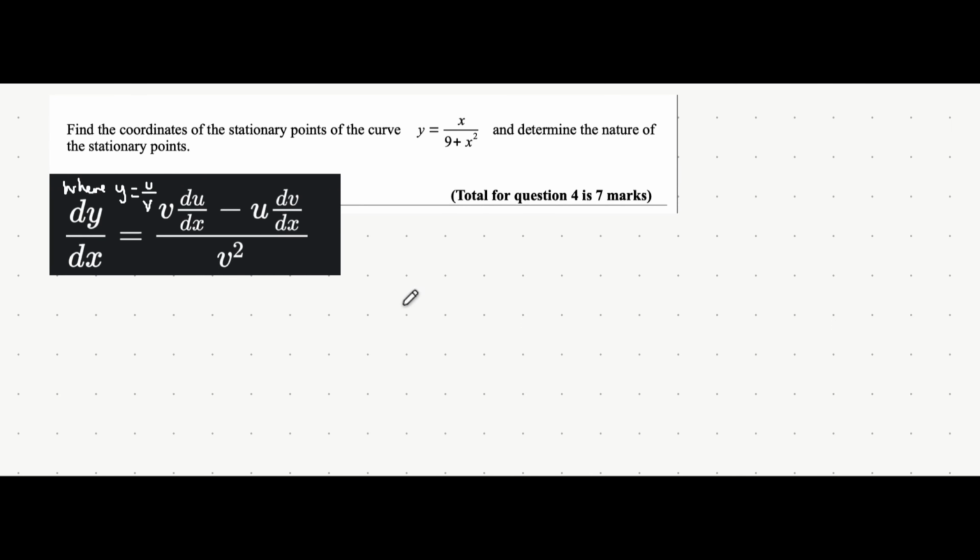In this video, we're going to have a look at using the quotient rule to then find the stationary points of this curve, as well as the nature of the stationary points, which just means whether the stationary points are maximum or minimum or points of inflection. So just a little reminder.